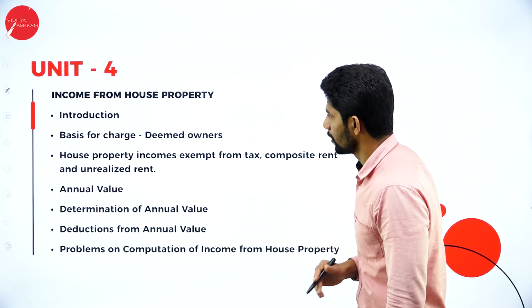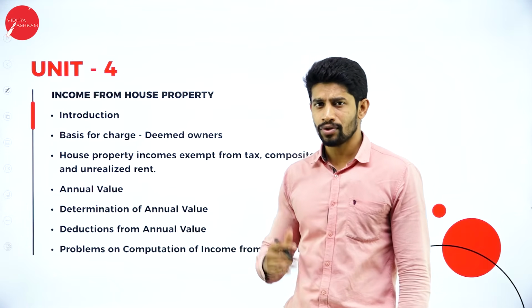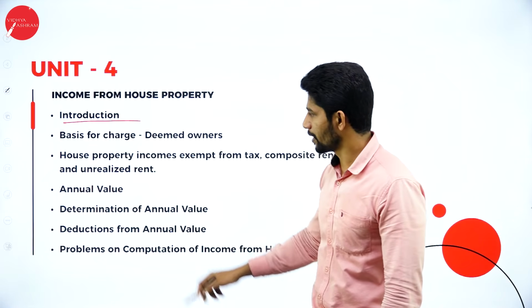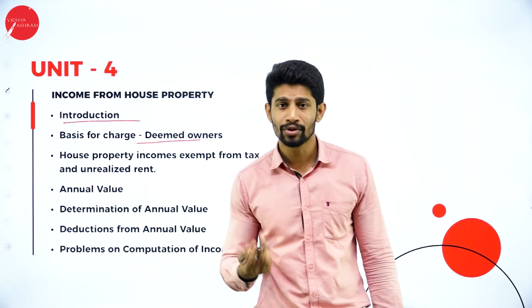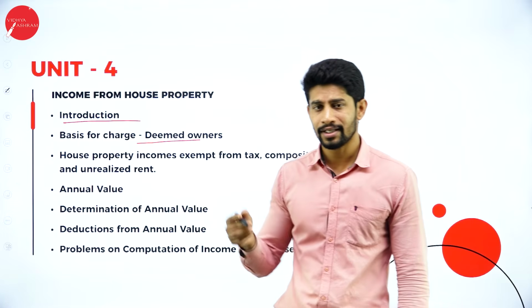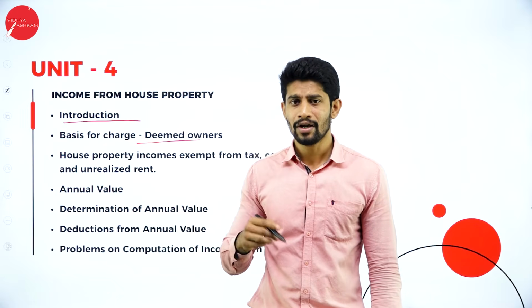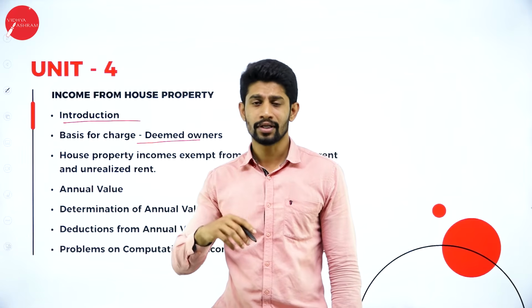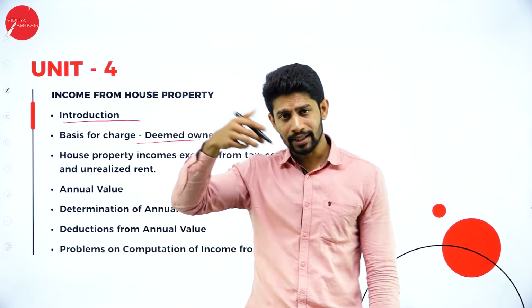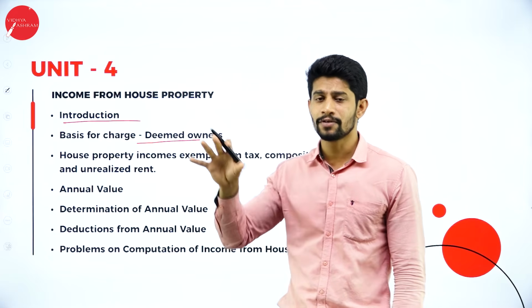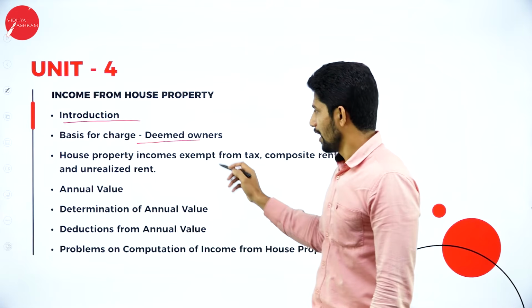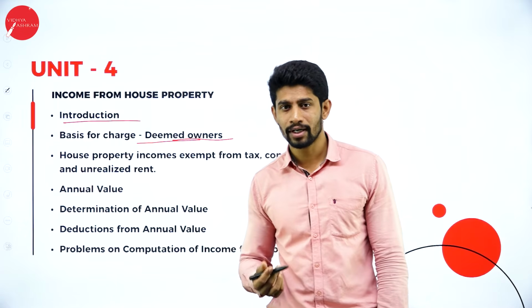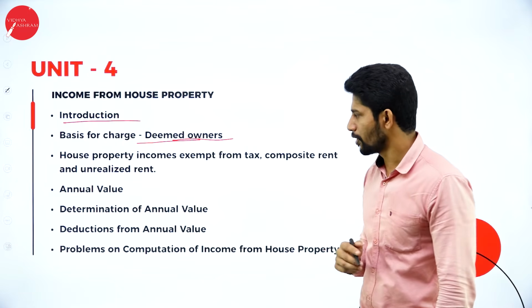Next, unit number 4, income from house property. In this you want to study the introduction part of income from house property, basis of charge, and deemed owners. On what basis will they charge? Whether they charge for all the houses, whether you're staying or not, whether the house is vacant, let out, or leased, whether they'll collect the tax on all houses or only specific houses, that we will get to know. And deemed owners: who will be called an owner and who will be called a deemed owner with respect to computation of house property income.